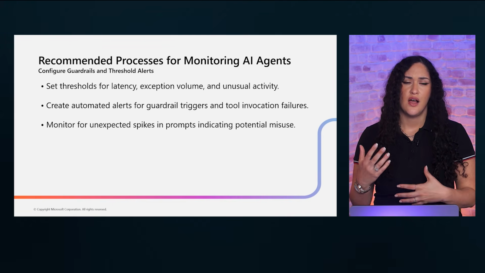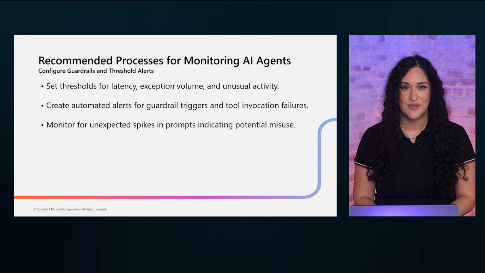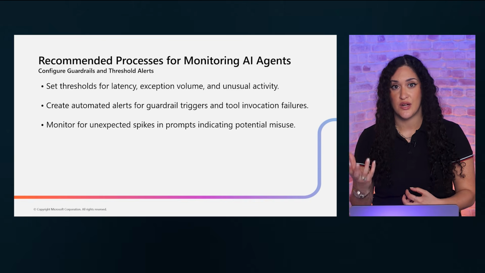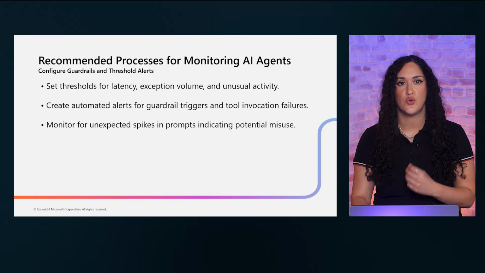Here's something a lot of people overlook. Monitor for unexpected spikes in prompts. A sudden surge in prompt volume can indicate misuse, prompt injection attempts, or a workflow loop gone wrong. Your best practice is to layer your alerts from informational to critical, so your team is not drowning in noise but never misses a true emergency.